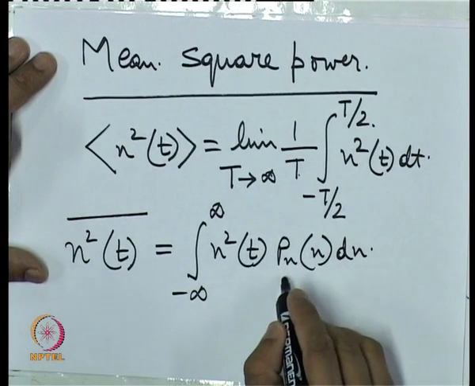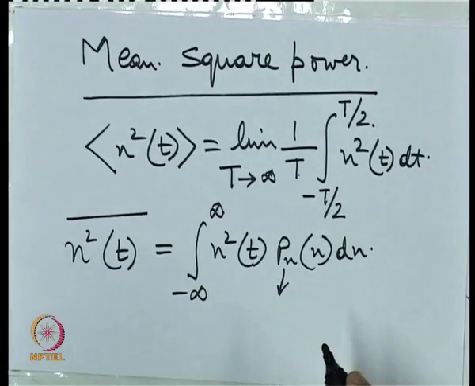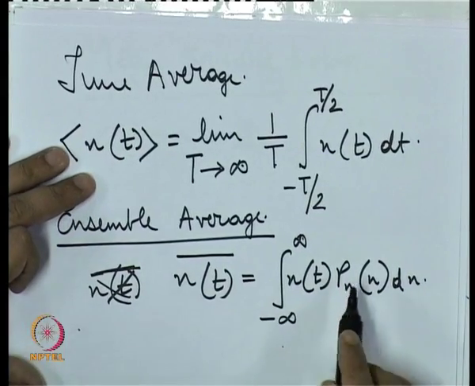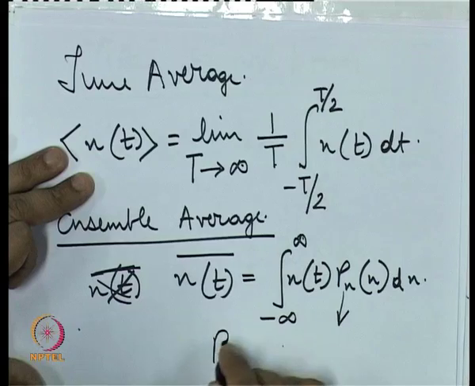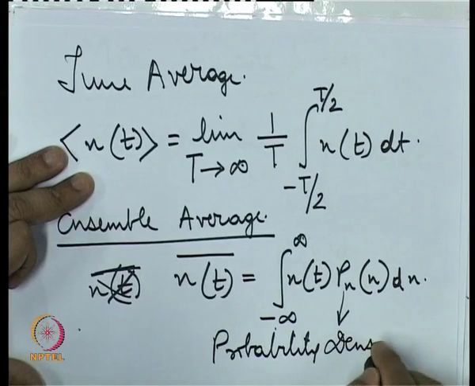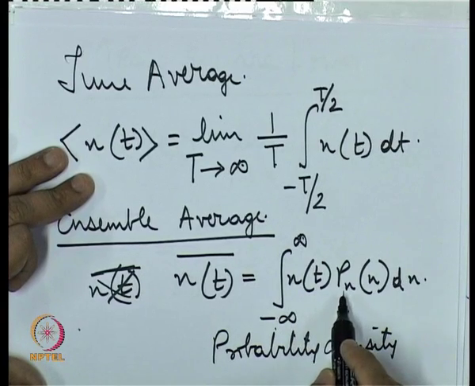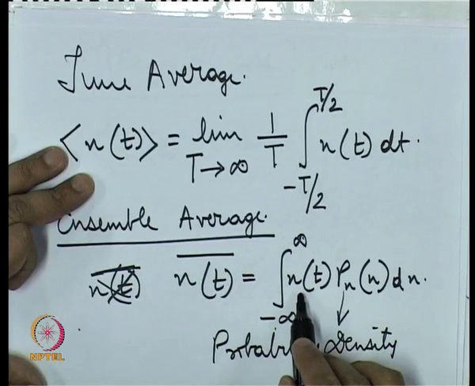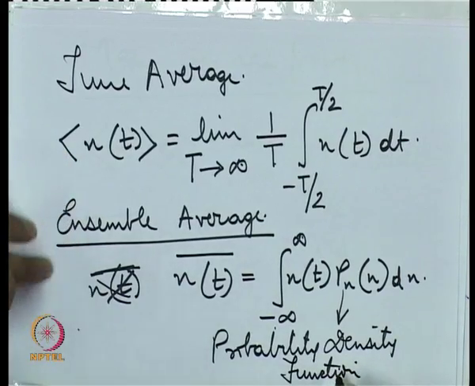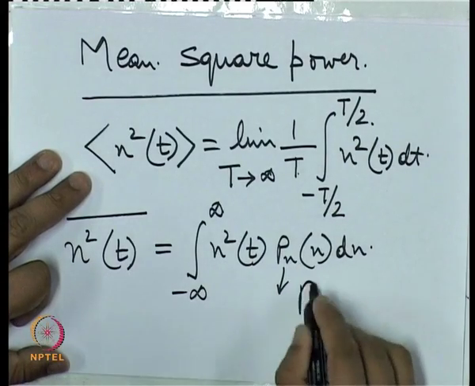Now here this term, this Pn, appears both in the ensemble average that I discussed in the previous slide. In that slide, I was discussing ensemble average, and I wrote this equation. This Pn represents the probability density function. It is like what is the probability of finding a particular value of n among the various possible values that n can take. Here also, in the case of the mean square power, the ensemble average, this Pn represents the probability density function.